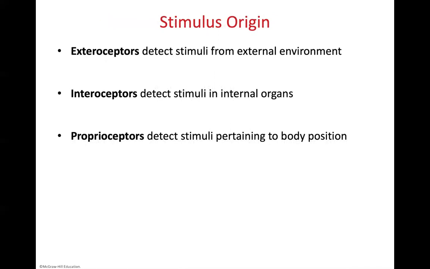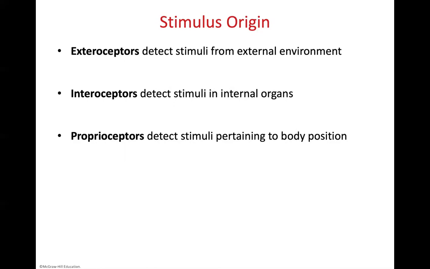Receptors can also be classified depending on the origin of the stimulus that they're detecting. So exteroreceptors detect stimuli from the external environment. So these would be receptors in the skin, in the special sense organs. Interoreceptors detect stimuli in the internal organs. So these would be things like stretch receptors in the smooth muscle, receptors for pain, pressure, temperature, inside of the viscera, inside of the organs.